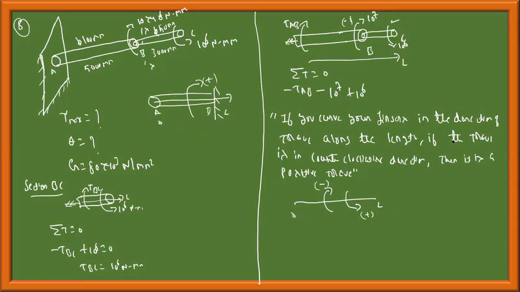If you curve your fingers in the direction of torque along the length of the shaft, if the torque is in counterclockwise direction, then it is a positive torque. Now minus TAB minus 10 power 7 plus 10 power 6 is equal to 0. Can you tell me what is TAB? TAB is equal to how much?